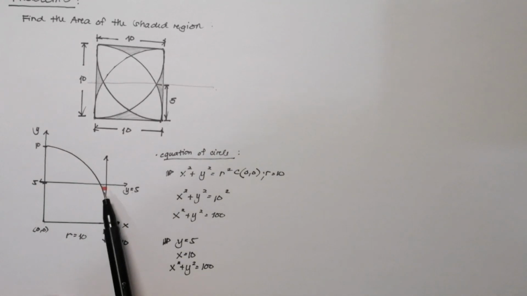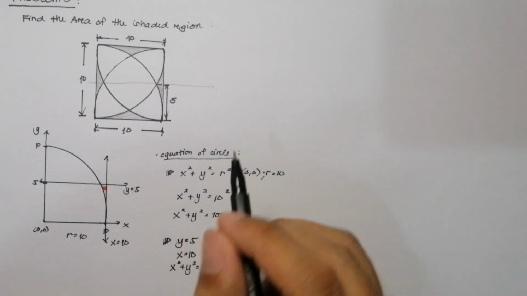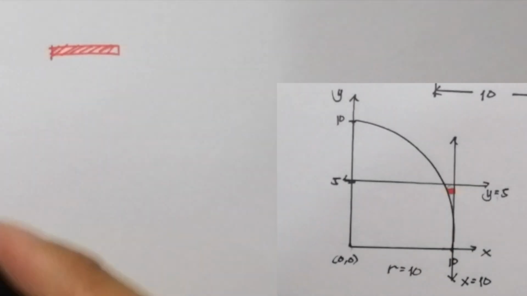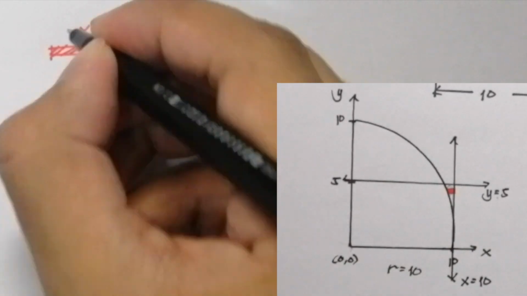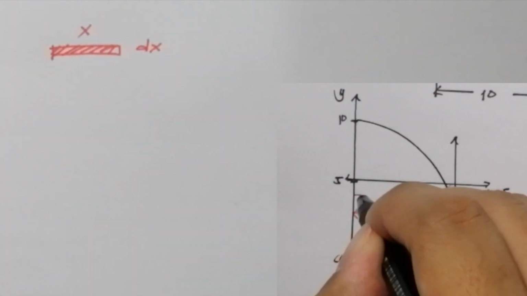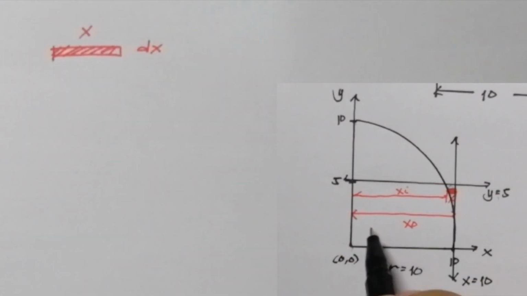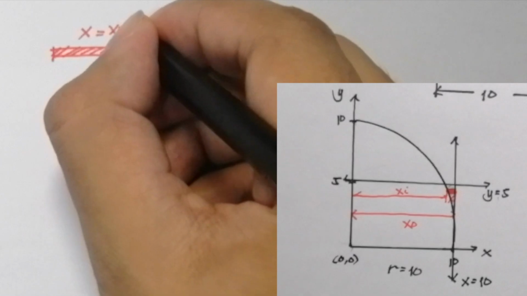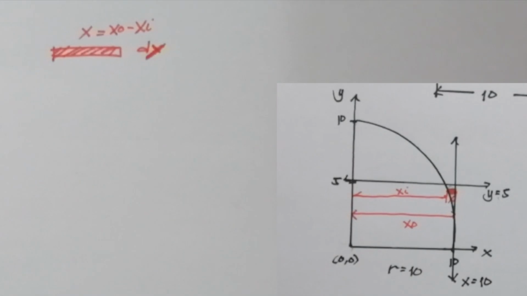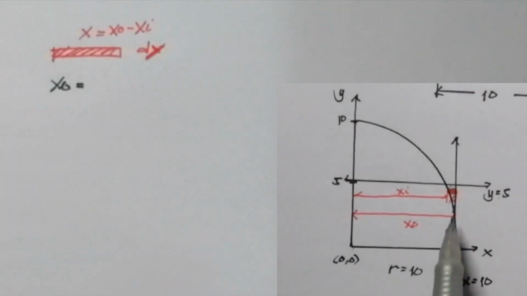Here I will be using a horizontal strip to solve the area. So we follow the rule that the endpoints of the strip will lie on different curves. Then we isolate the strip. Since we are using a horizontal strip, our width is dy, and this will be our length, x. To solve for the value of x, we measure it from the positive y-axis. This will be x outer and this will be x inner. To solve for x, we subtract x outer minus x inner, times dy. So our x outer will be the line x equals 10, and our x inner will be our quarter circle.